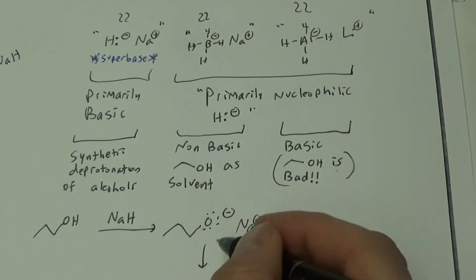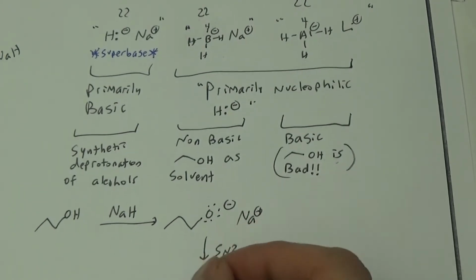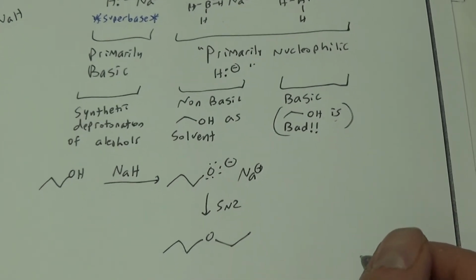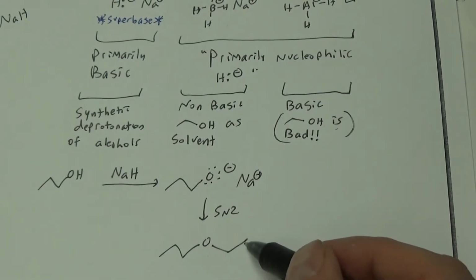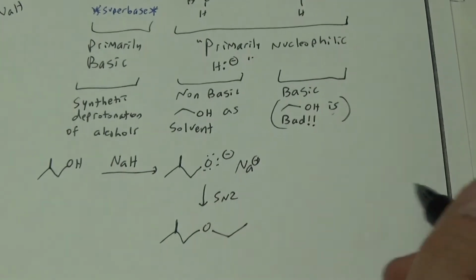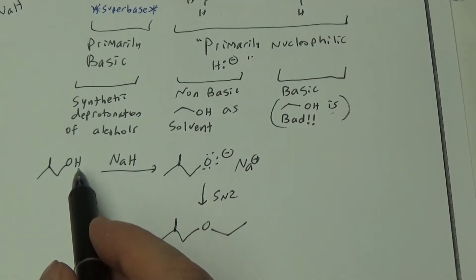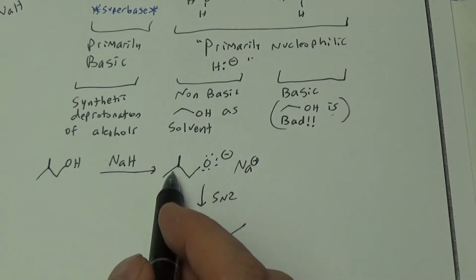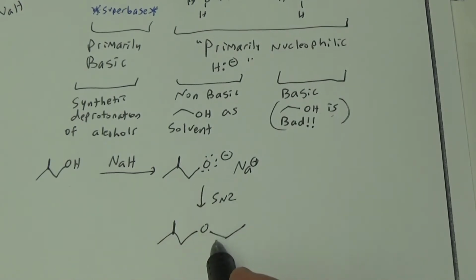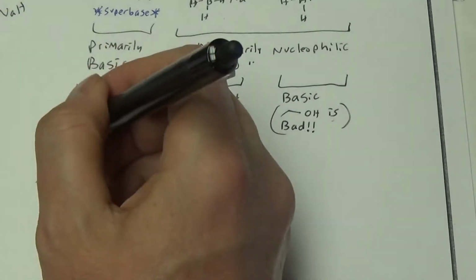And then if you want to do an SN2 reaction, you could do an SN2 with another piece. I'm going to add a methyl here and a methyl here just to distinguish them all. Okay? So I've had that alcohol, want to rip off the proton, NaH gives me the alkoxide, and then I can do an SN2 reaction. And that's really cool. That's what we mean by synthetic deprotonation of alcohols.